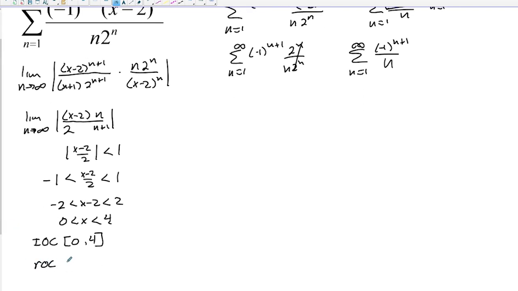The radius of convergence is half that. So the radius of convergence is equal to 2. So imagine a number line. Here's 0. Here's 4. Here's 2. That's right down the middle. And so the radius goes from the middle to the edges, and that's 2 units either way. So the radius of convergence, like I said, is 2 for this one.